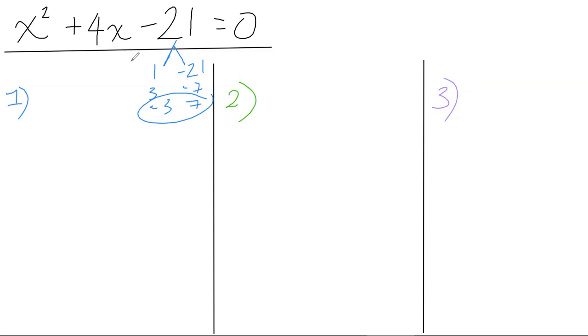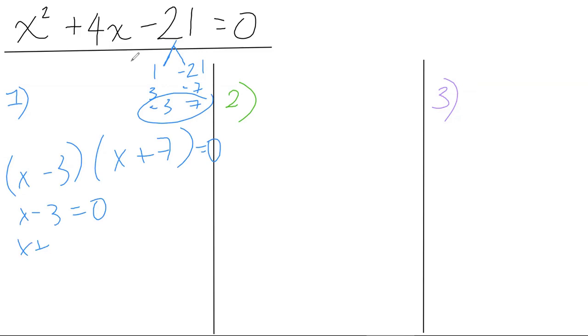So with that, we say x minus 3 times x plus 7 is equal to 0. We get x minus 3 is equal to 0 and x plus 7 is equal to 0, so x is equal to 3 and negative 7.